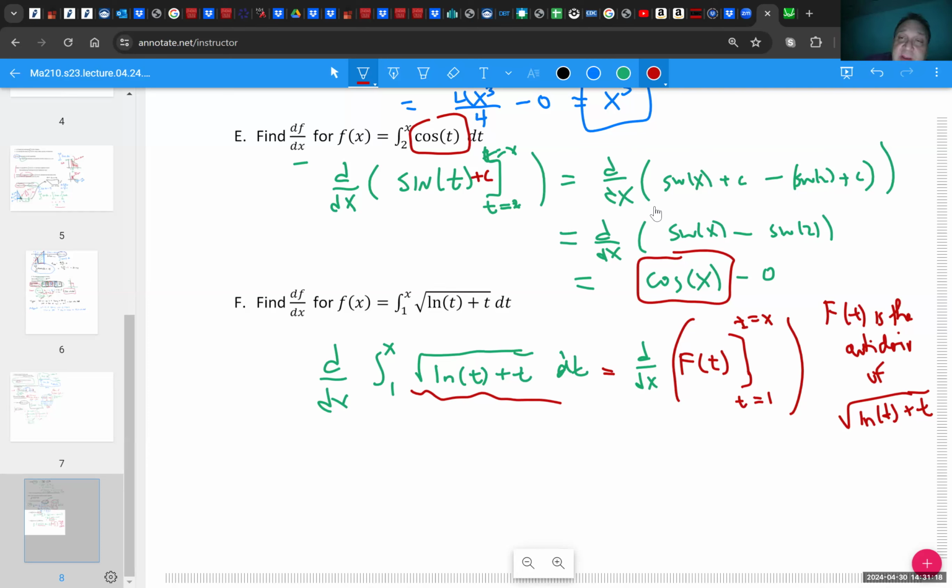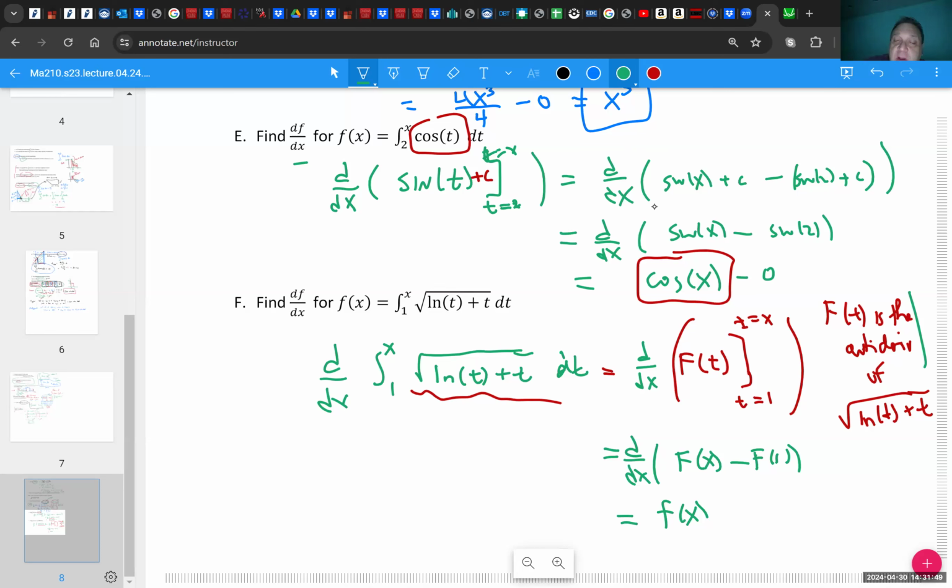Now we're going to plug in the two endpoints. So we're going to get d/dx of, well, I'm going to plug in x. That gives me F(x). And I'm going to plug in 1. So minus F(1). And when I differentiate this, what's the derivative of big F? Well, remember, big F is the antiderivative. So the derivative of the antiderivative has got to be back to the original function, no matter what. Derivatives and antiderivatives are inverse of each other.